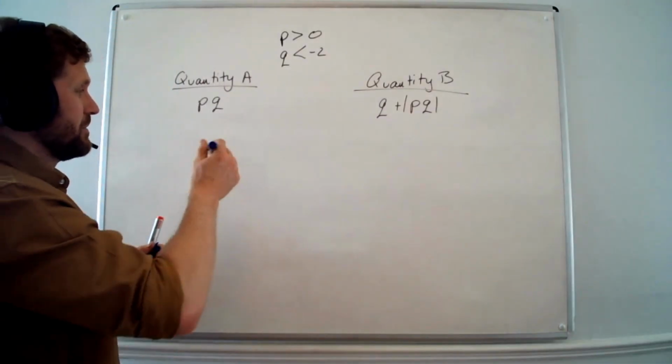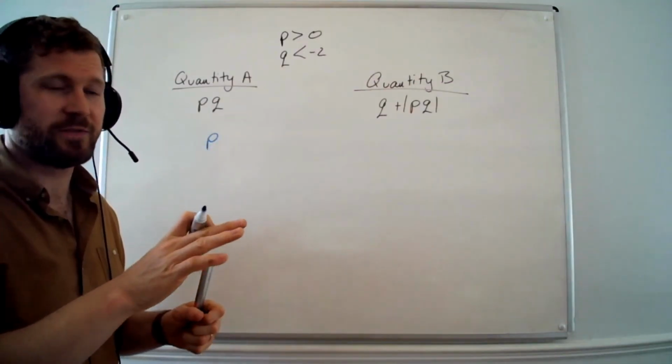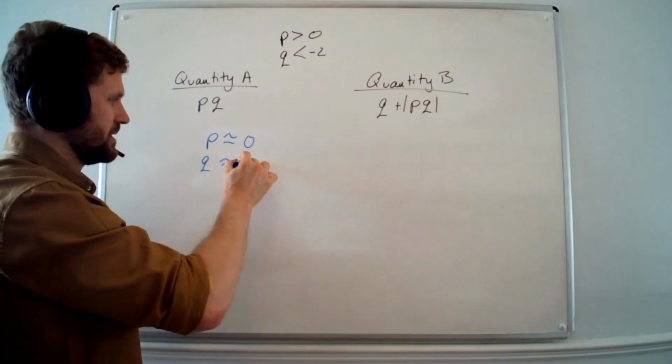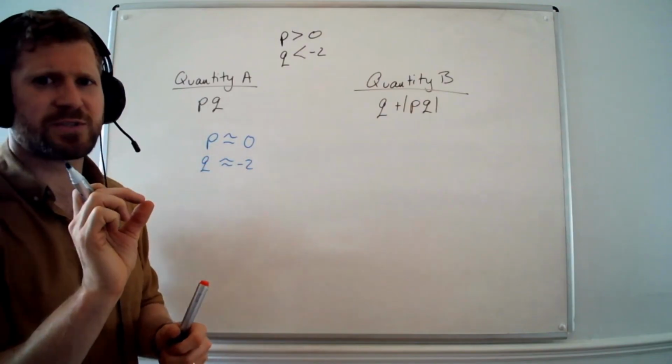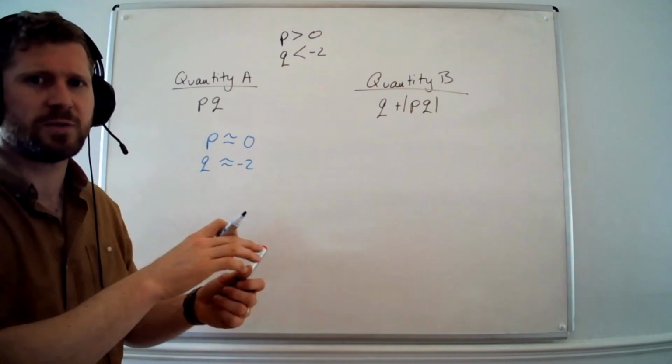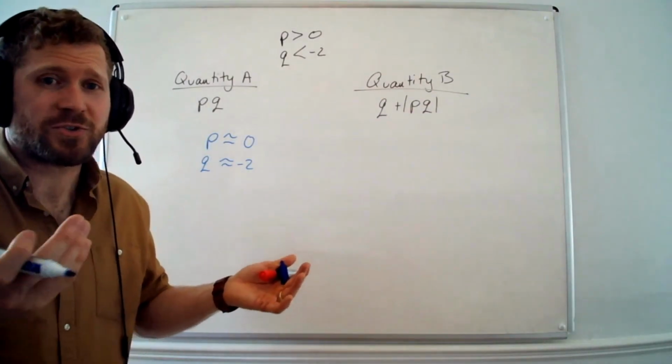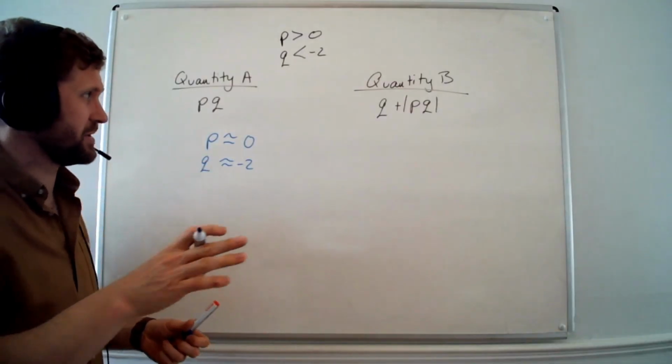Okay, so in exactly the same way we've done throughout the video, if I make p approximately 0 and q approximately -2, p is going to be ever so slightly bigger than 0, q is going to be ever so slightly smaller than -2. They're close enough. We can treat them that way for the purposes of what we're about to do.